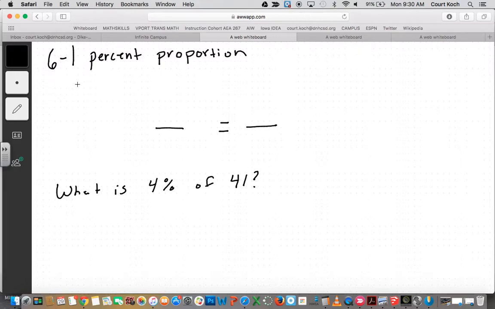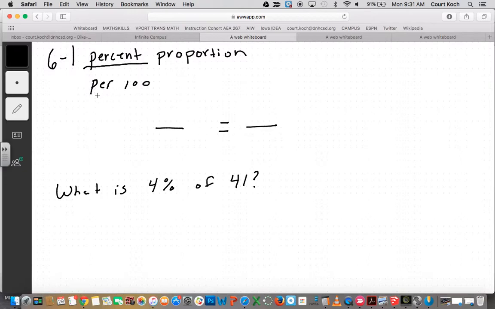First thing we started talking about was percent proportions. In a percent proportion, we see questions like, what is 4% of 41? And a proportion compares two ratios. Since we're talking about percents, I heard Mr. Coop say something really neat: percent is basically Latin for per 100. So out of 100, per 100, what is 4%? 4 out of 100 of 41.